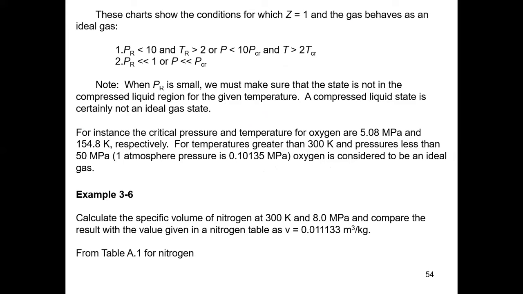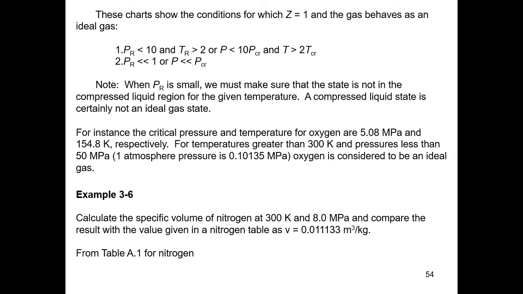When PR is small, we must take into account that the state is not in the compressed liquid region for the given temperature. A compressed liquid state is certainly not an ideal gas state. For instance, the critical pressure and temperature for oxygen are 5.08 megapascal and 154.8 Kelvin respectively. For temperature greater than 300 Kelvin and pressures less than 50 megapascal, where 1 atmosphere pressure is only 0.1 megapascal, oxygen is considered to be an ideal gas.